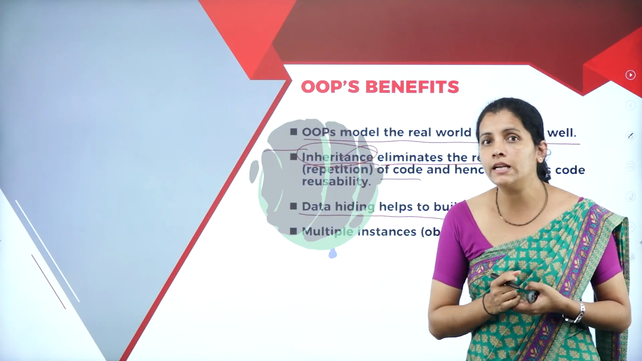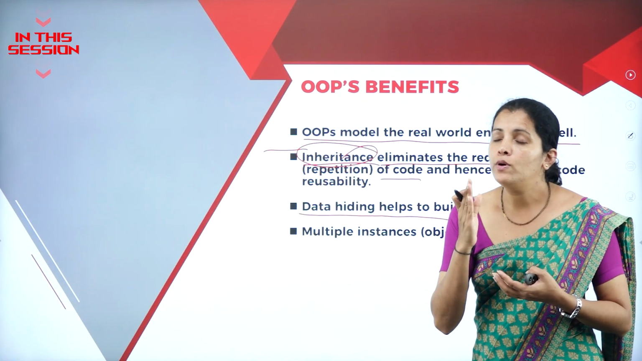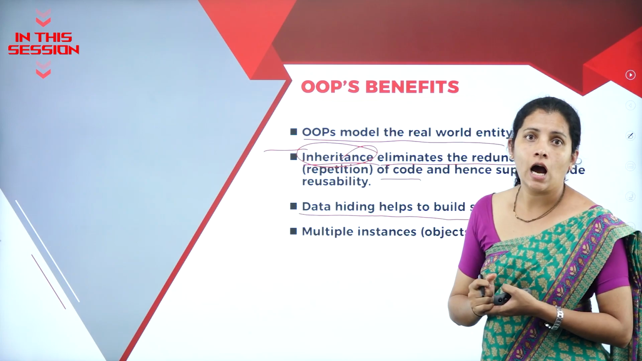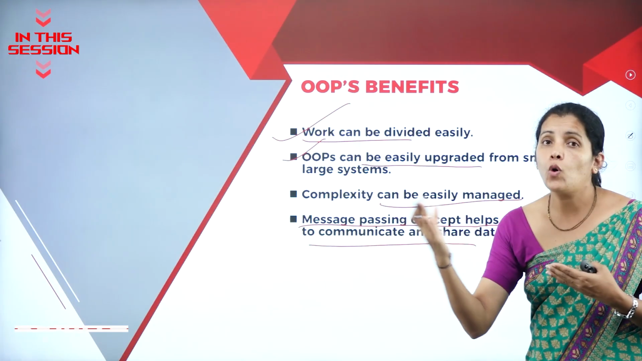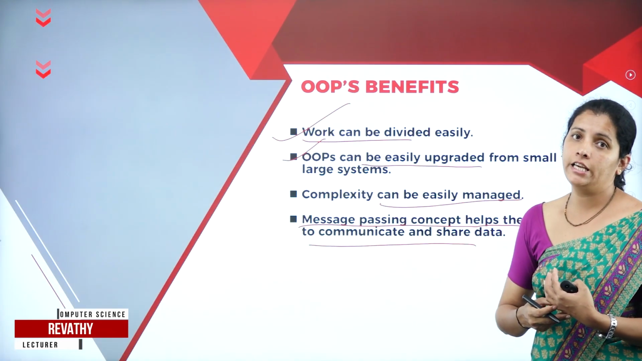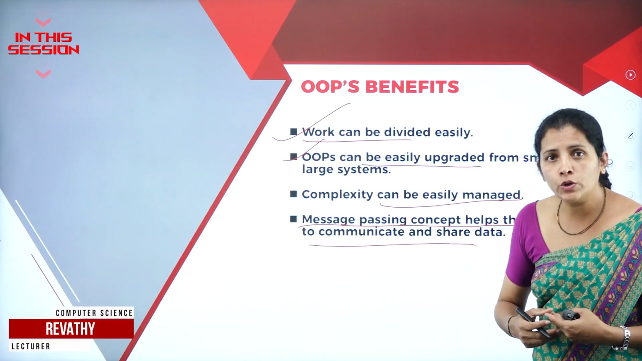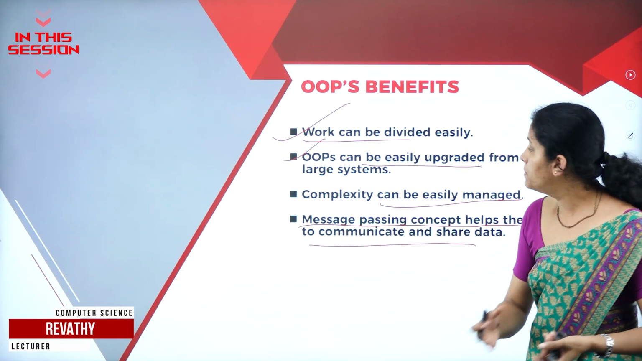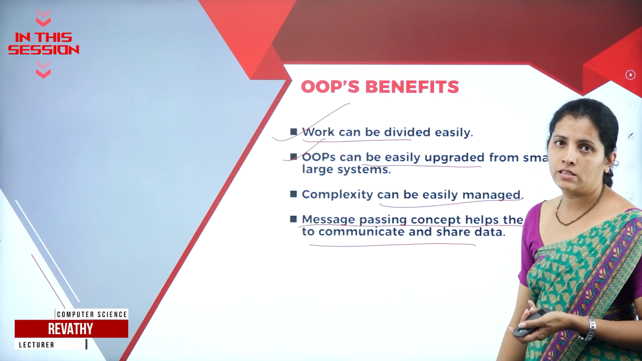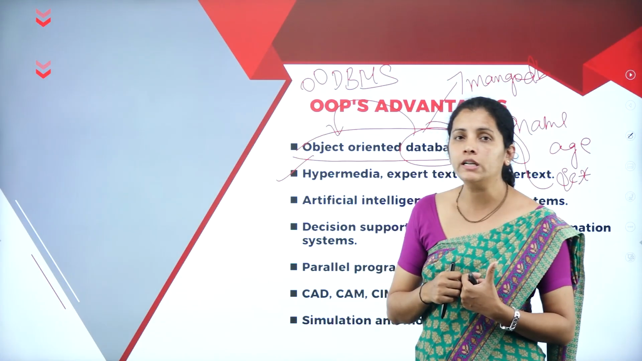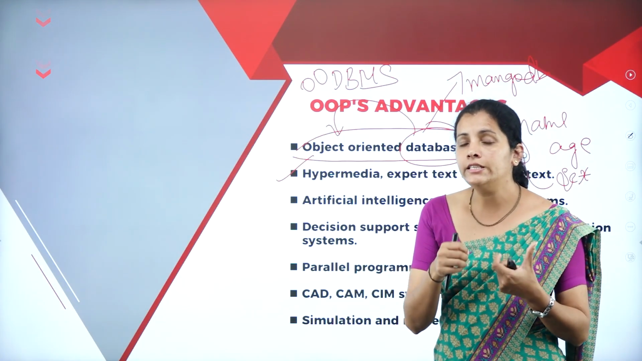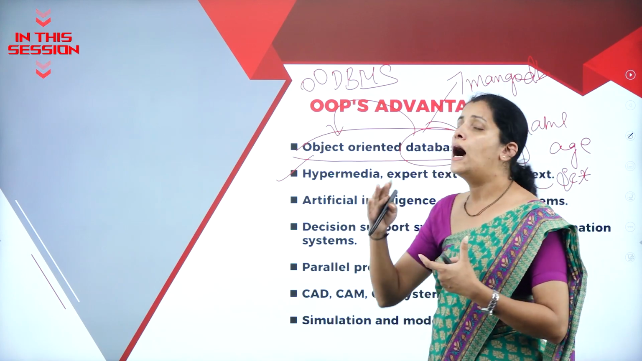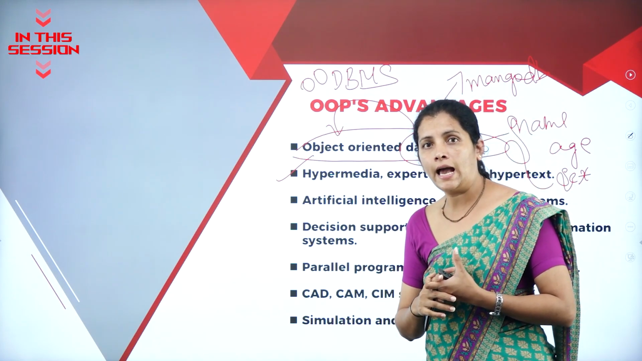So what is data hiding? You can hide the unwanted things. If two objects want to communicate with each other, then how are they going to communicate? That is nothing but with the help of message passing. So what is HTML? Here HTML is nothing but hypertext markup language.